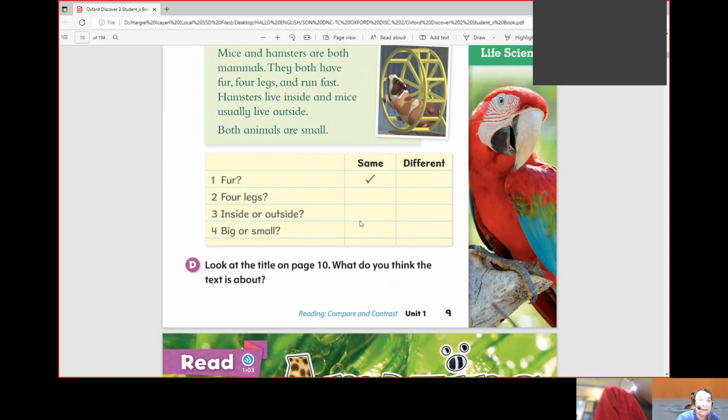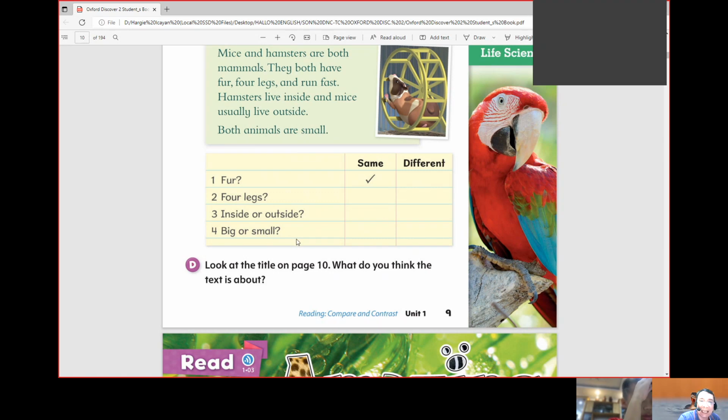Next, let's try to do this one. What about the mice and the hamsters having fur? Same, so we have to check same. Do the mice and hamsters have four legs? Same or different? Same. Very good. What about inside or outside? Different. Very good. Big or small? Same.